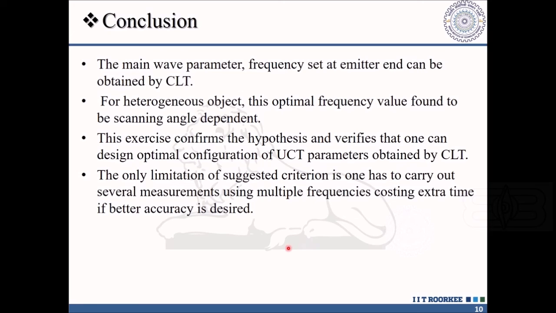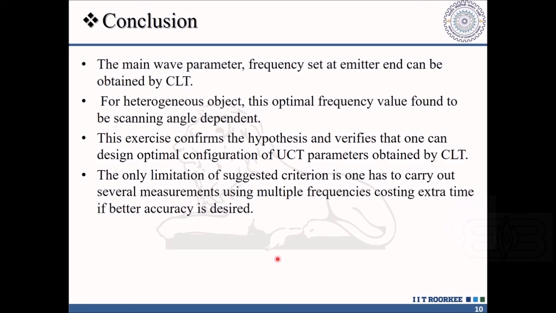The result concludes that the main parameter, the frequency set at the emitter end, can be obtained by the central limit theorem. For a heterogeneous object, this optimal frequency value is found to be scanning angle dependent, which is presented by the optimal frequency instance. As the object consists of two materials, namely iron and aluminum, the optimal instance value is a combination of several frequencies. And if we have an object with several materials, the scanning frequency will be dependent on the combination of several frequency values.